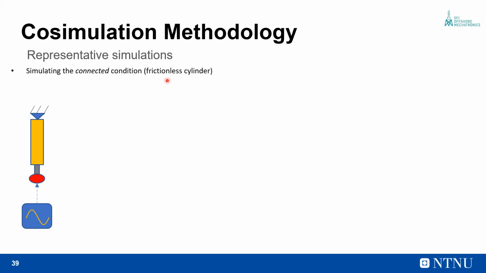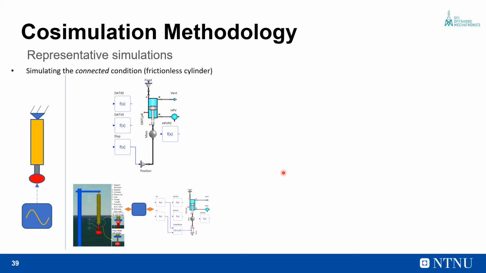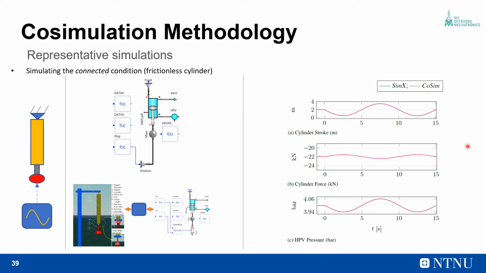In simulating the connected condition of the pneumatic cylinder arrangement, we specify a sinusoidal motion to the suspended load. This can be done in Simulation X using a position constraint and feeding a sinusoidal signal to that. This can be done in the co-simulation model by attaching the load to a vessel object and specifying a time history motion to the vessel object. On comparing the results, we see that there is excellent agreement between the pure multiphysical simulation results and the co-simulation results. This simulation was for a frictionless cylinder.